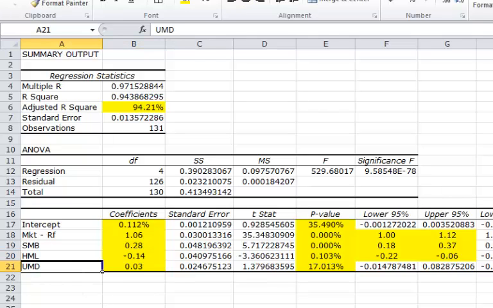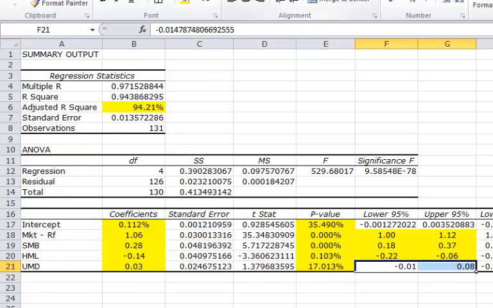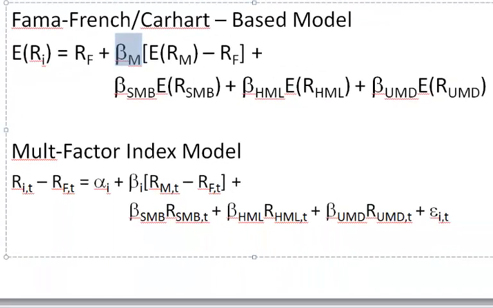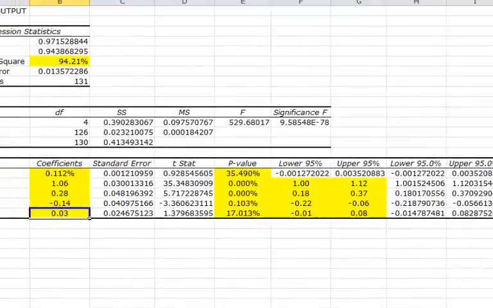Lastly, we have the UMD beta. The UMD beta is 0.03. It's very close to 0, and we can see that the p-value is 17%. And look at the confidence interval. The confidence interval actually straddles 0. So in all honesty, the UMD beta, this variable right here, is basically 0 for this portfolio.